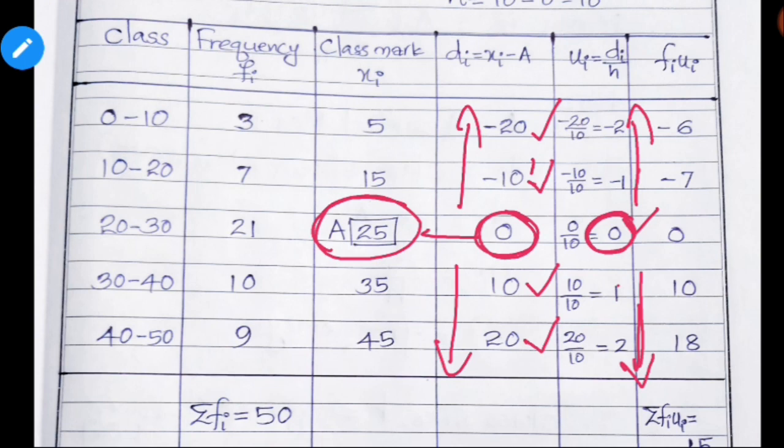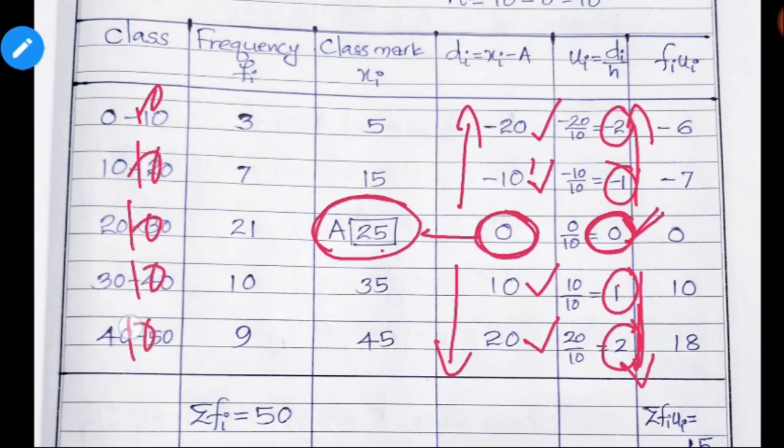If we select one assumed mean, the corresponding ui of the assumed mean will be 0, the previous one will be minus 1, and the next will be 1, then 2. So it is very easy to find ui's and di's if all class sizes are equal. Here all class sizes are equal. 0 to 10 is 10, here 10, here 10, here 10, here 10. All class sizes are equal. In that case, it is very easy to find ui and di.